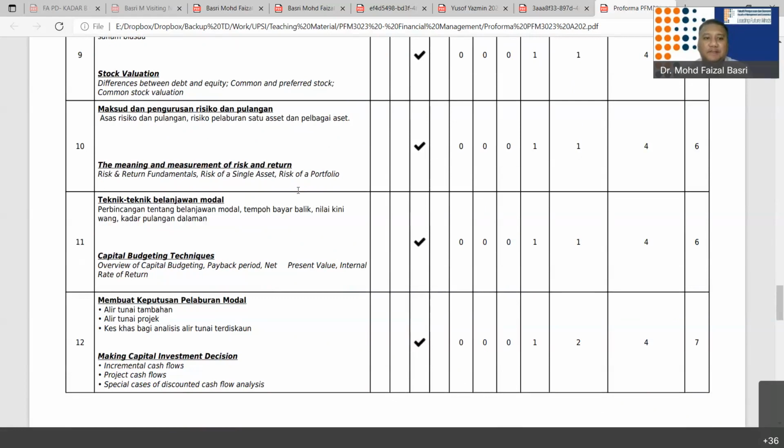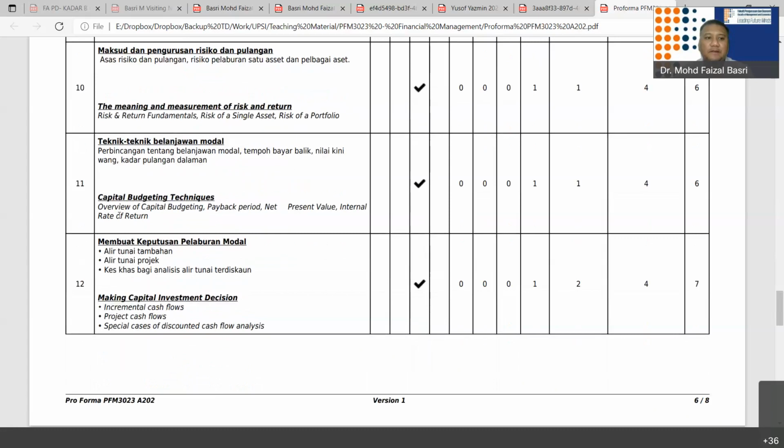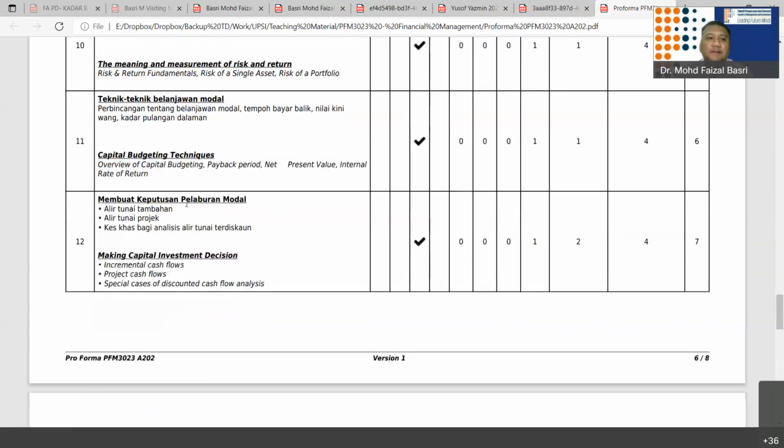And then we have capital budgeting techniques. Week 11 and week 12 are quite related. So meaning first we learn the basic capital budgeting, and then the second part, week 12, is the advanced, making capital investment decisions. So this is the enhancement or the extension of the capital budgeting. So you're gonna use the same techniques, for example, net present value in making capital investment decisions. Okay, I'm gonna learn this later.